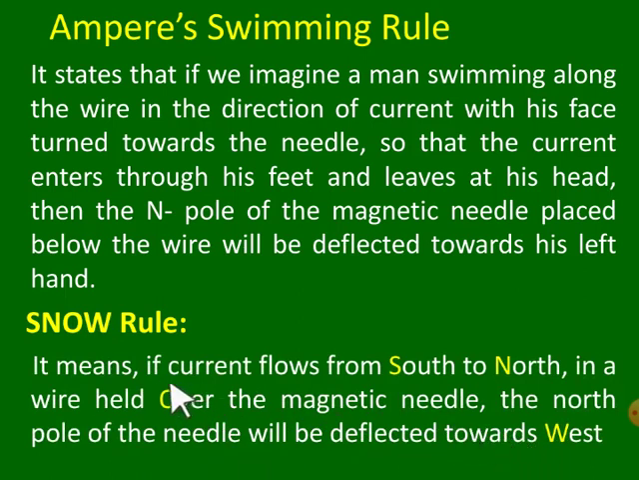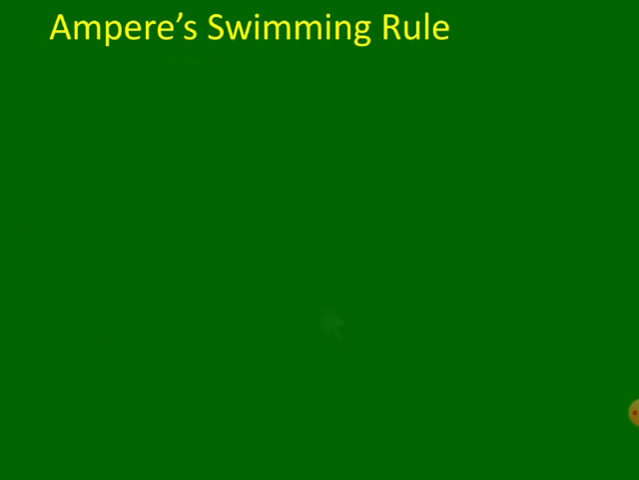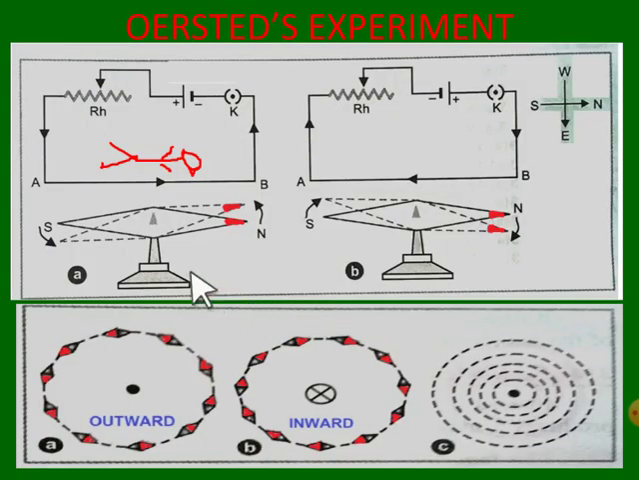Got it? Suppose in that previous diagram, let's go to that diagram, this one. It means that if a current flows from south to north of a compass needle, that means the current is flowing here, the current carrying conductor should be placed above or over the compass needle. Got it? Over the compass needle. That O represents over.